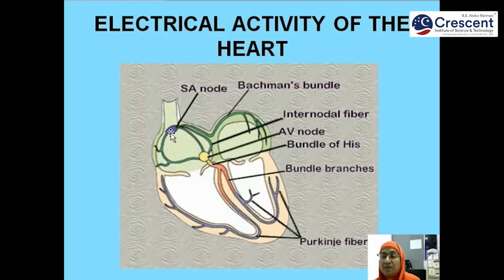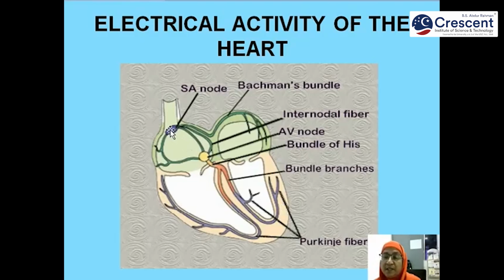Now the electrical activity of the heart. The main electrical parts of the heart are the SA node and the AV node, that is, the sinoatrial node and the atrioventricular node. Then it flows to the bundle of His. This bundle of His gets bifurcated into what are called bundle branches. These bundle branches get bifurcated many times. We call them Purkinje fibers.